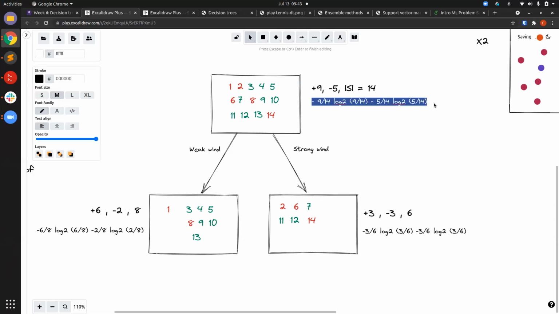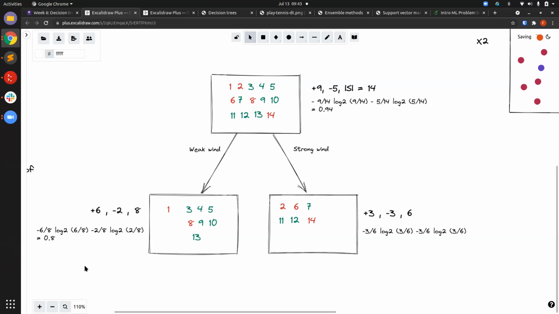Now let's put some numbers on these. This is equal to 0.94, if you do some computations. This is equal to 0.8. And this one, I don't even need to do the computation. It's evenly split, so clearly there is maximum entropy there. So the entropy here is 1. So this is the entropy if I would split on wind.